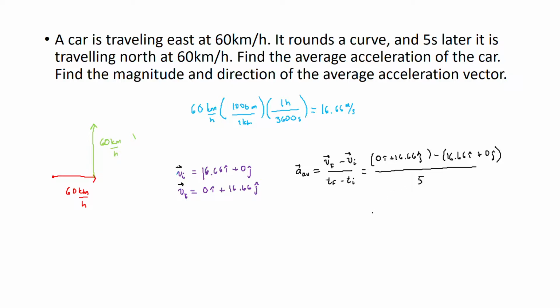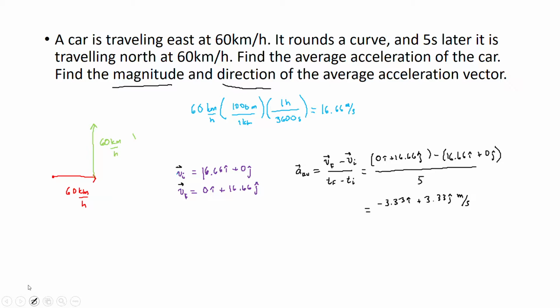So actually the result of this would be minus 3.33 i plus 3.33 j, and this is in meters over second squared. Okay, this is not the answer because it's in a rectangular form. We're being asked above to get the magnitude and to get the direction. Okay, so for getting the magnitude, we should still keep working.